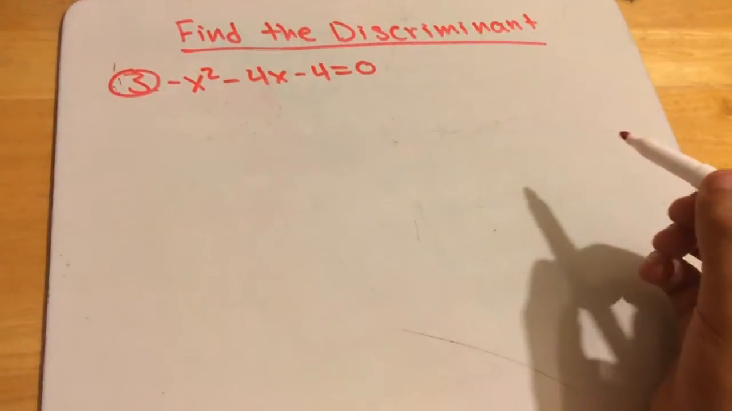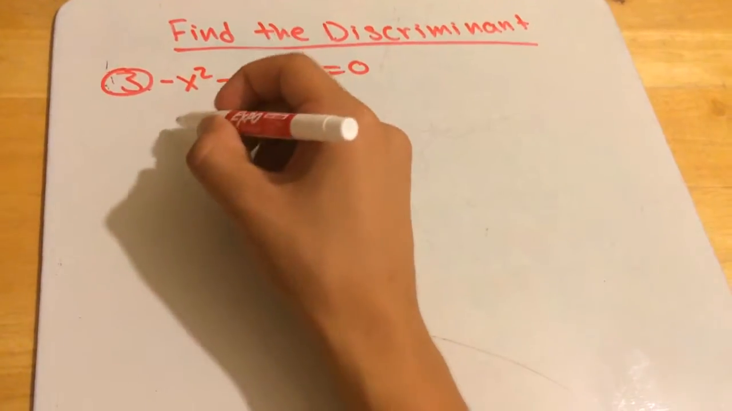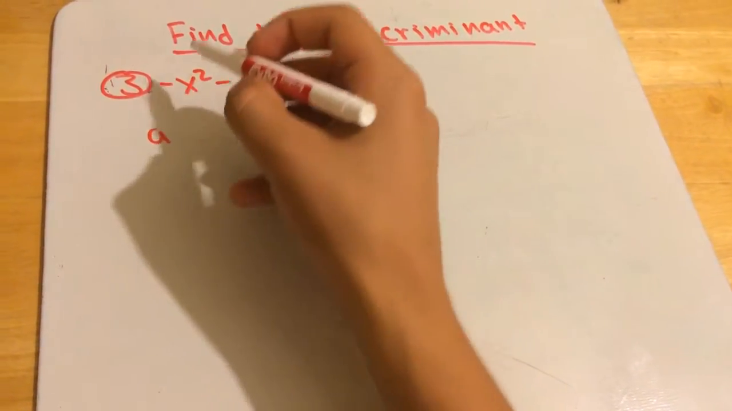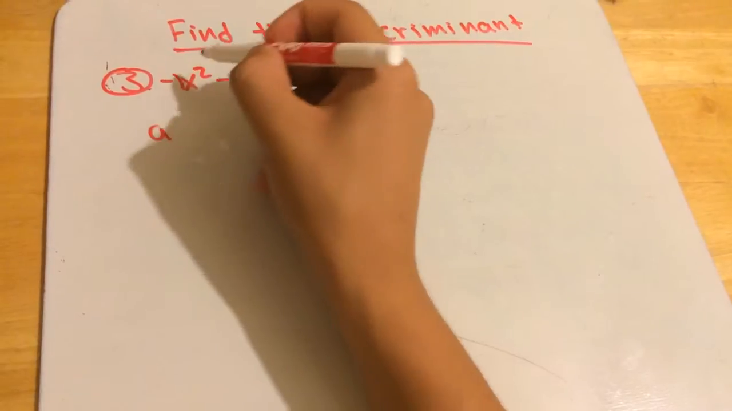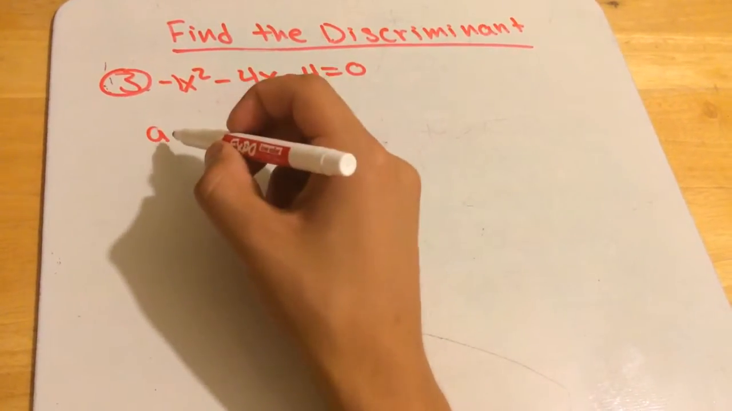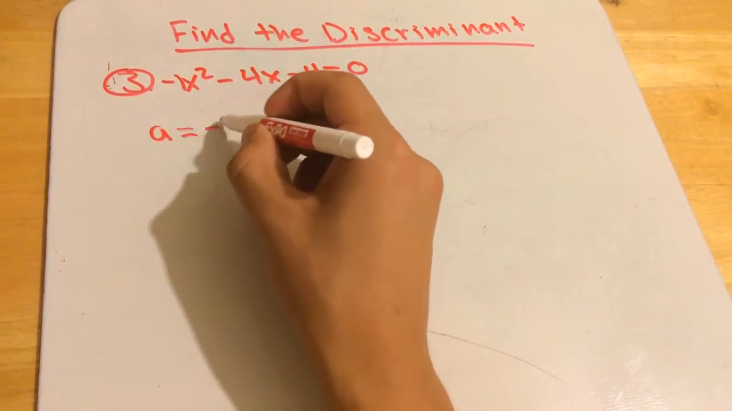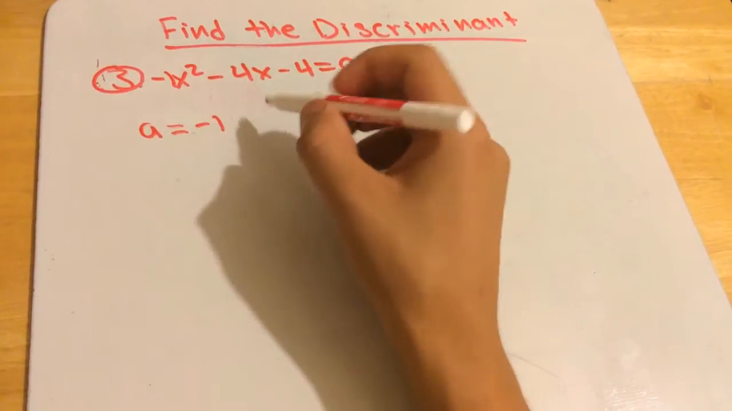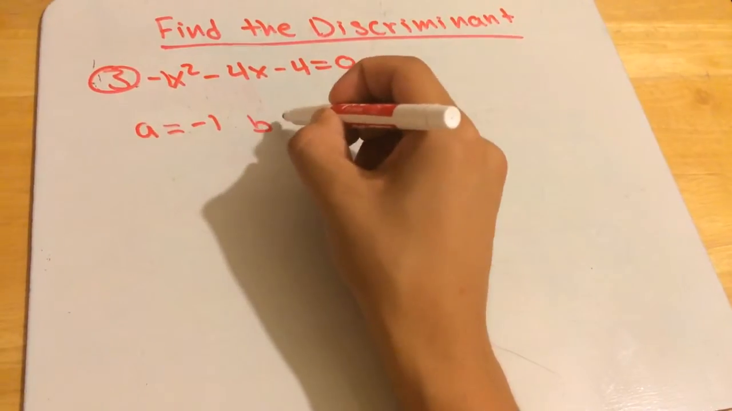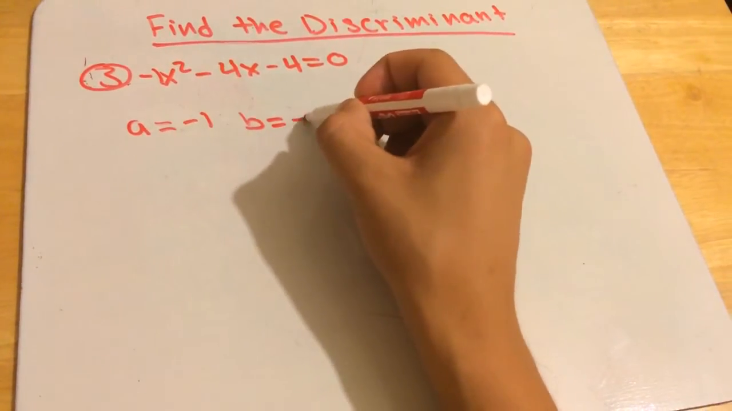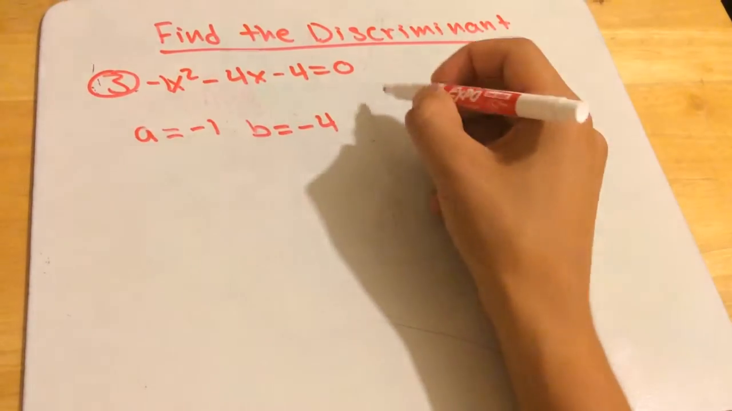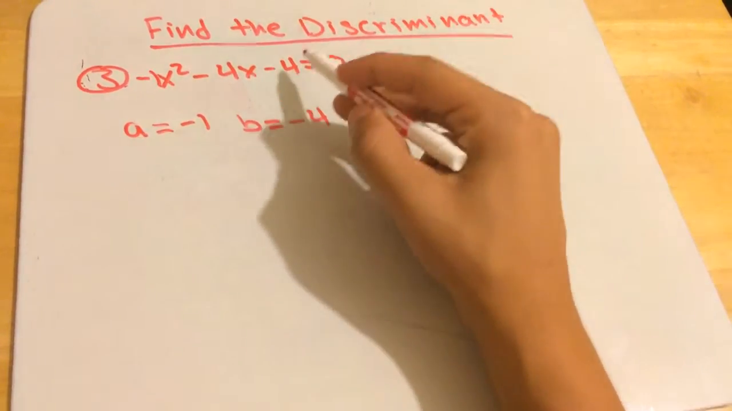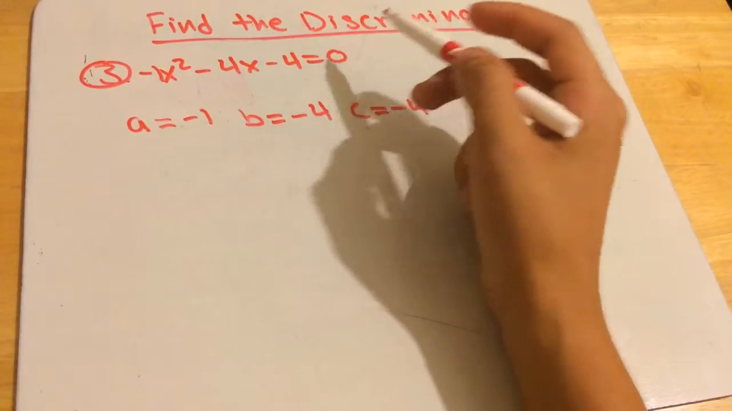This is the third example. So let's start off again. We have to find A, B, and C. A this time equals negative 1 because there's an invisible 1 right here next to the x. So it's A equals negative 1 because negative 1 has a variable and an exponent. And then B equals negative 4 because negative 4 just has a variable, and C equals negative 4 because this negative 4 has no exponent or a variable.